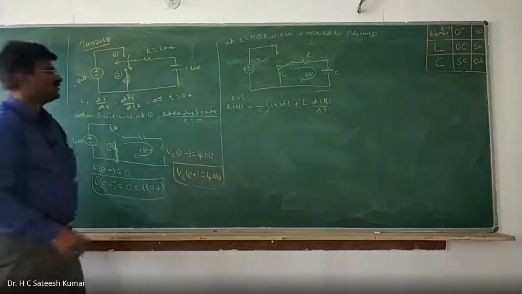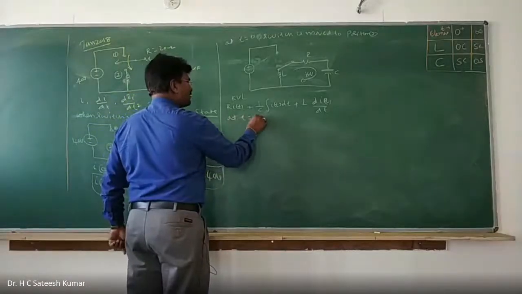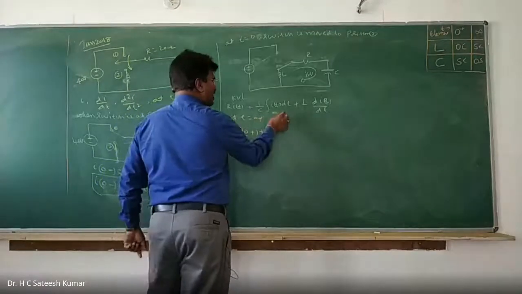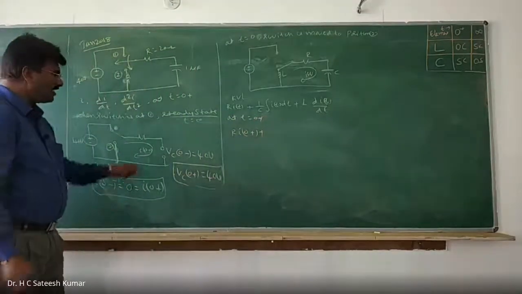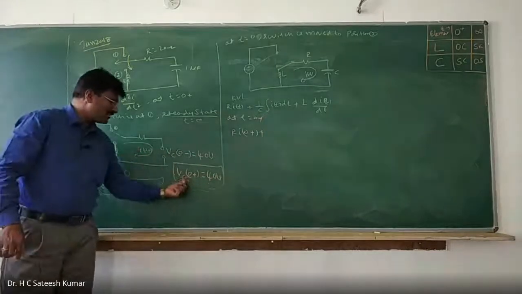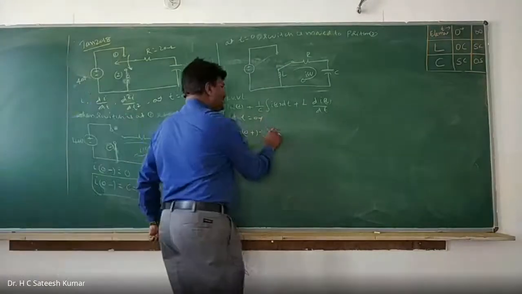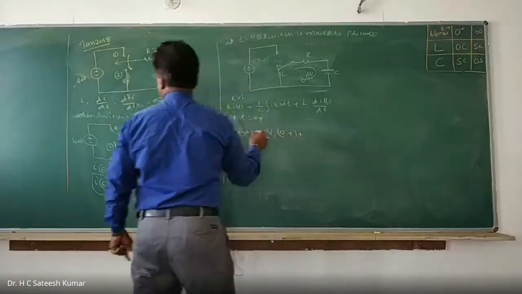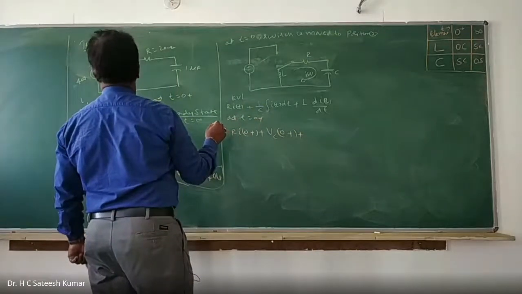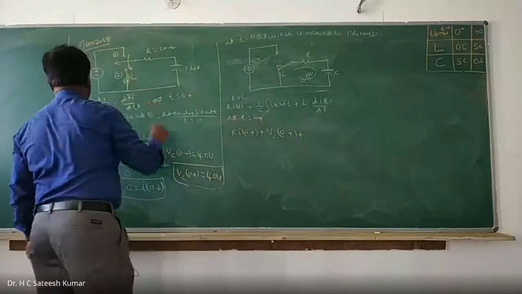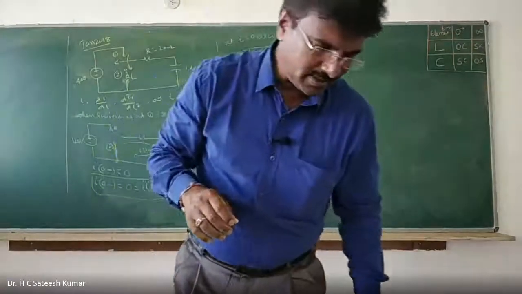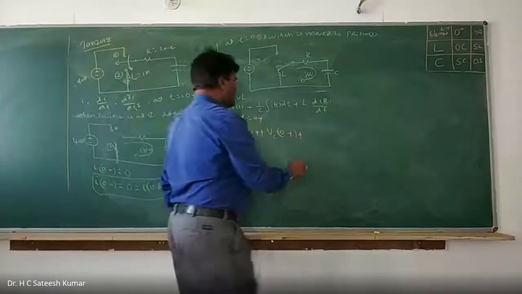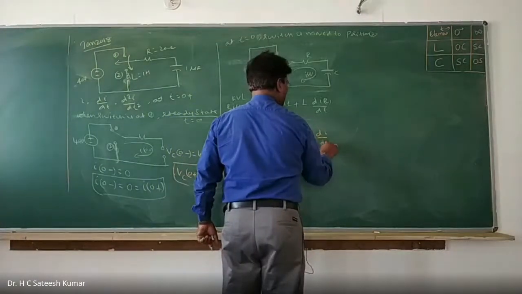So now at t is equal to 0 plus, what will I get? R into I 0 plus, plus this is the voltage across the capacitor at t is equal to 0 plus, so this is your VC 0 plus. You can substitute. Plus L into, what is the value of L? L is not given. One minute, I'll give it. L is equal to 1 Henry. So therefore, 1 into di by dt at 0 plus.